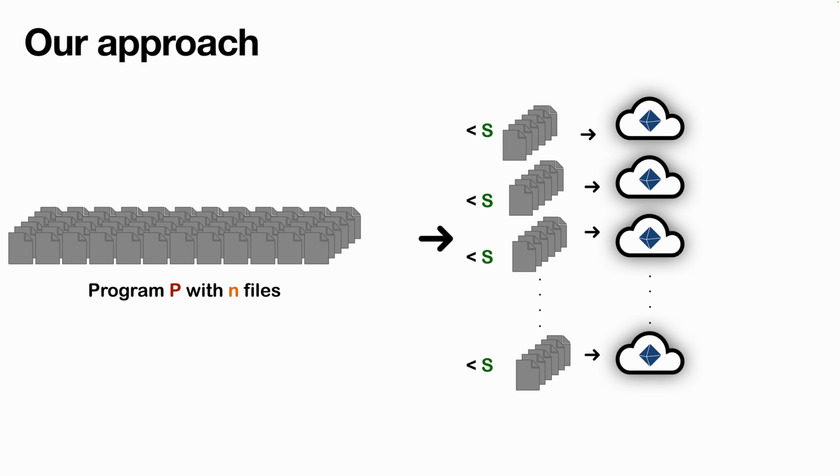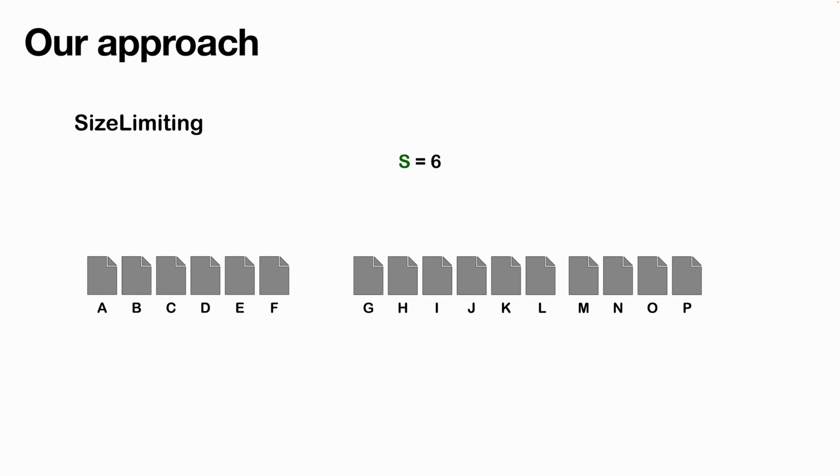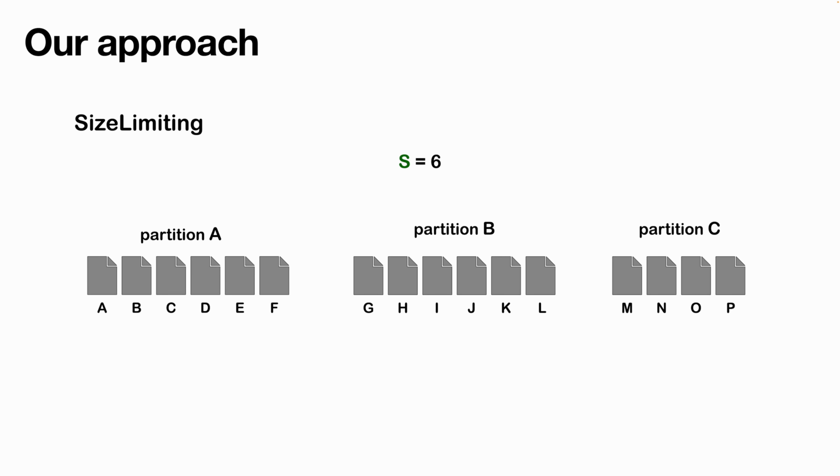Our aim is to distribute the analysis of a program by splitting the program into a number of partitions that can be analyzed independently with the target analysis tools, where each partition contains no more than S files. The first strategy, called size limiting, is a naive splitting strategy that splits the input program containing a number of files into partitions based on an upper bound on the number of files per partition. To ensure determinism, the files are first sorted in lexicographical order with respect to their names and added to a partition until the bound S is reached, and then a new partition is started. In this example, for S equals 6, size limiting will produce 3 partitions.